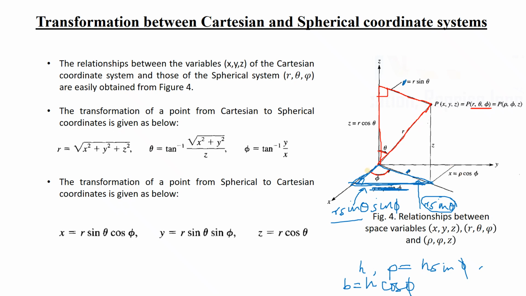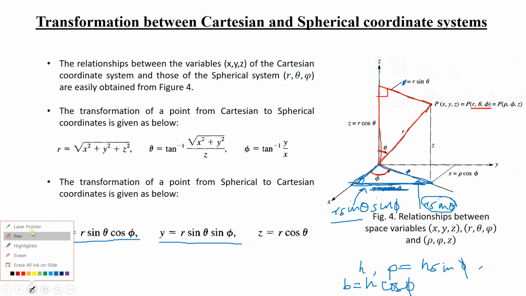So h is r sin theta. So r sin theta sin phi, and this will be r sin theta cos phi. So y axis is r sin theta sin phi, x axis is r sin theta cos phi. Okay, this is the transformation from spherical to Cartesian.